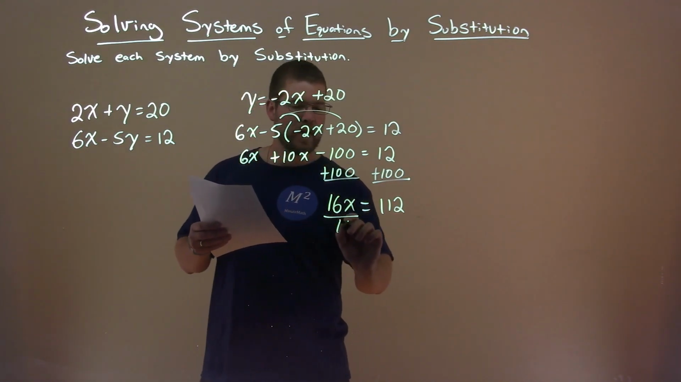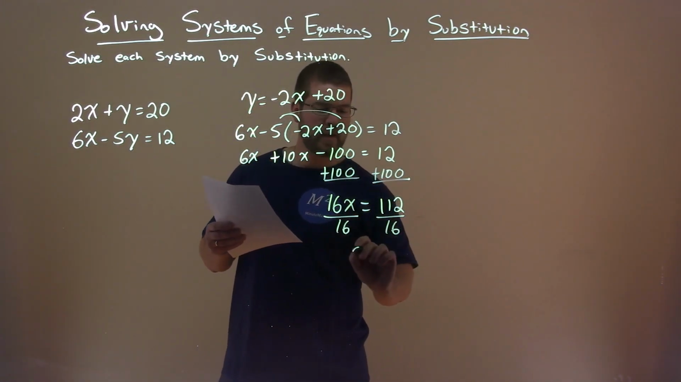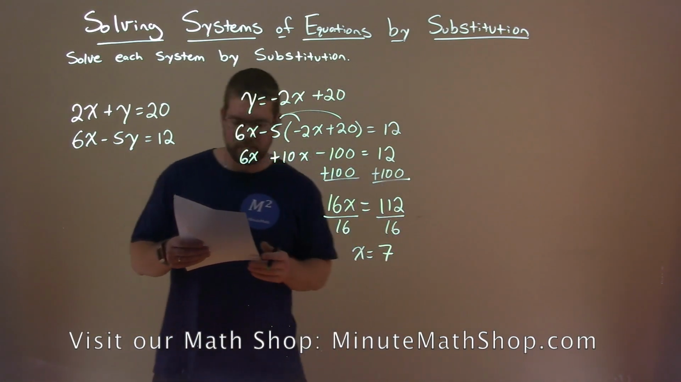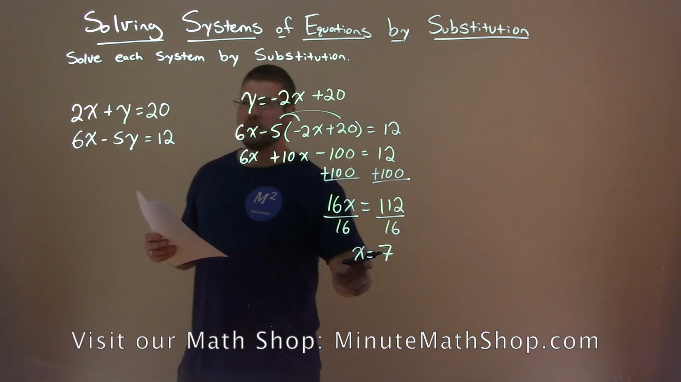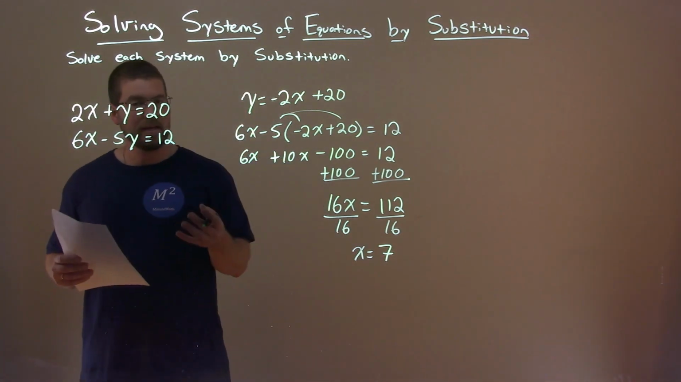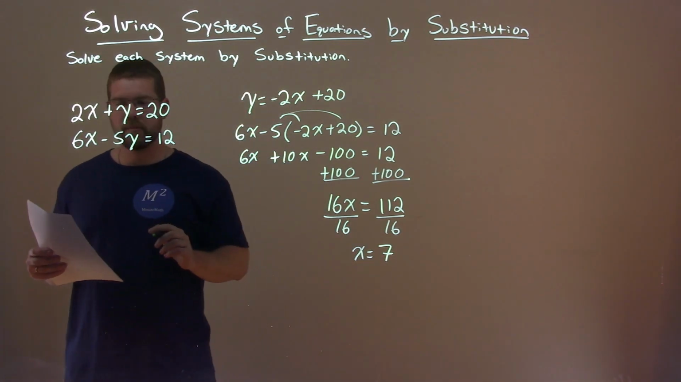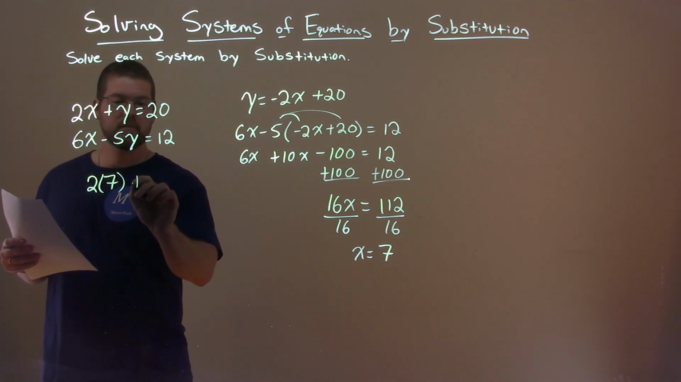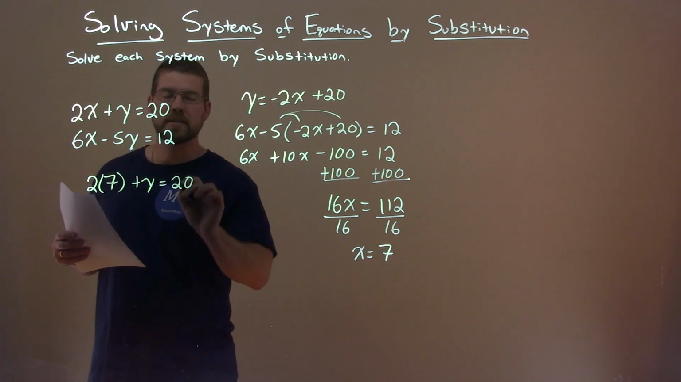Divide both sides by 16. And x equals 112 divided by 16, which is 7. So we take that information and we need to plug that into one of our first two equations to solve for y. Pick the easier one of the two. I think it's the first one. 2 times 7, so 7 for x, plus y equals 20.